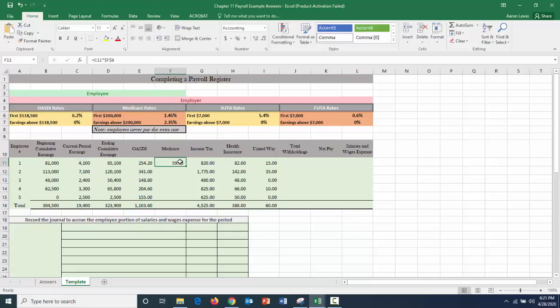That'd be $59.45 for the first employee. And then if we do this all the way down, $7,100 times that 1.45% gave us $102.95 in Medicare taxes. $2,400 in current period earnings for employee 3 times that 1.45% gave us $34.80. Same math brought us to $47.85 being withheld from employee 4's paycheck for Medicare taxes and $36.25 for employee 5, which means that the sum of all of the Medicare taxes withheld from our employees is $281.30.